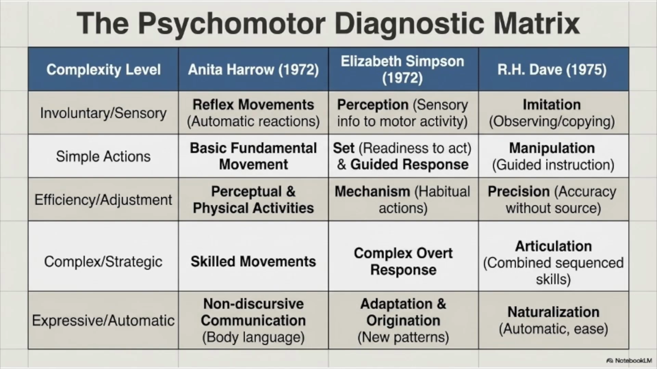Dave's taxonomy presents a simpler progression from imitation to manipulation, precision, articulation, and finally naturalization, where the skill becomes automatic and effortless. Although these taxonomies use different levels, they all describe the gradual progression from observing a skill to performing it independently with accuracy, coordination, and mastery.